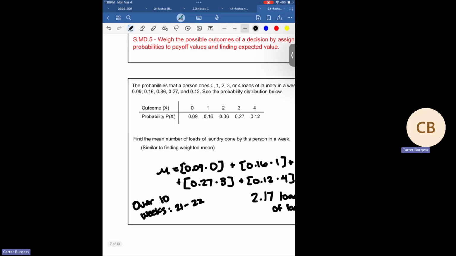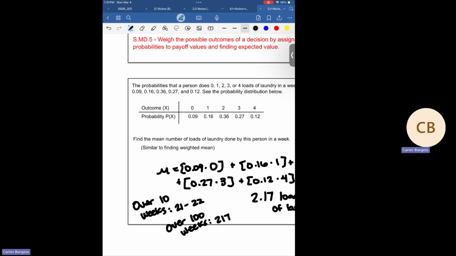And maybe over the course of 100 weeks, well, if every single week we're doing on average 2.17 loads of laundry, then we would maybe expect to see 271-ish loads of laundry done by then. So rather than giving us a really good predictor for what's going on in a particular week, it gives us more of a general estimate of what's happening over the course of several weeks.